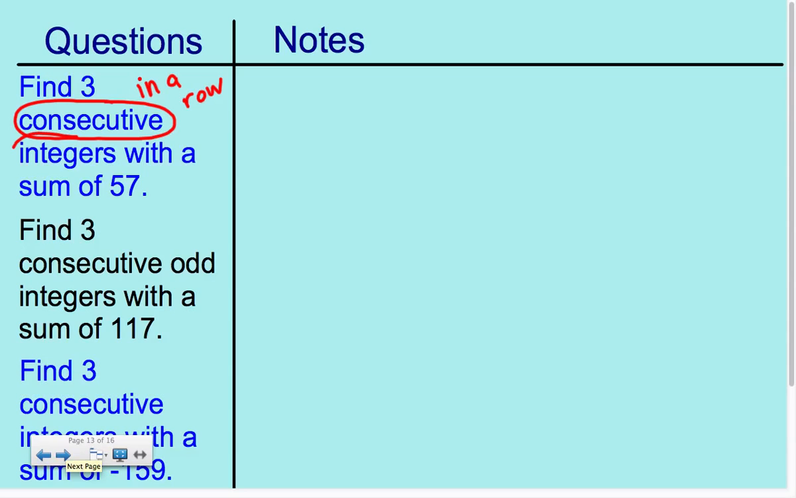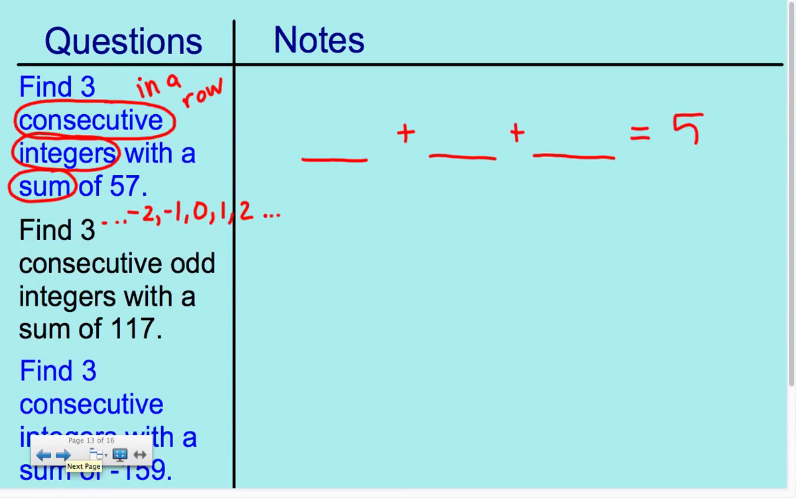The word integer is numbers and their opposites. So -2, -1, 0, 1, 2, and so on, both directions. Okay, so if it tells me to find 3 integers with a sum of 57, sum is telling me to add. So 1, 2, 3 numbers, if I add them together, should give me a sum or a total of 57. Now here are some examples of consecutive integers, so numbers in a row.